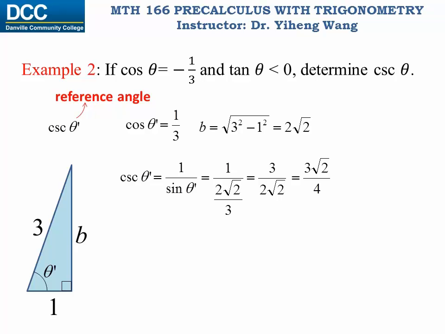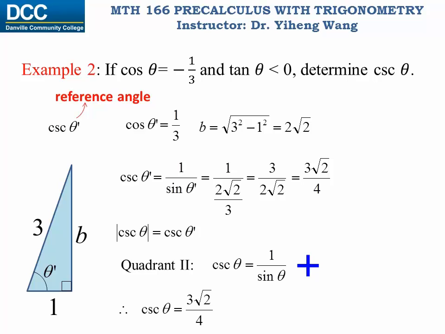Because theta prime is the reference angle of theta, cosecant theta will have the same absolute value as cosecant theta prime, and we need to determine if cosecant theta is positive or negative. We already determined that theta falls in quadrant 2. Sine is positive, therefore cosecant theta, being the reciprocal of sine, is also positive. Therefore, the final answer to this problem, cosecant theta, is positive 3 square root of 2 over 4.